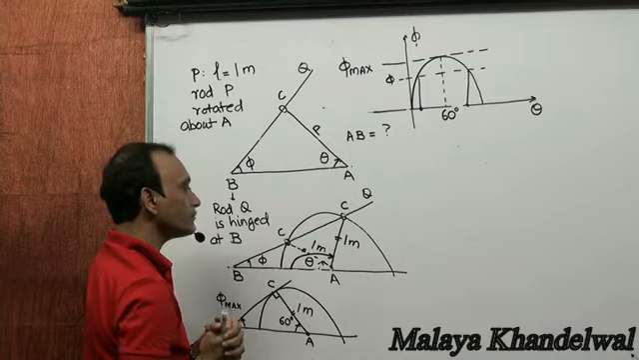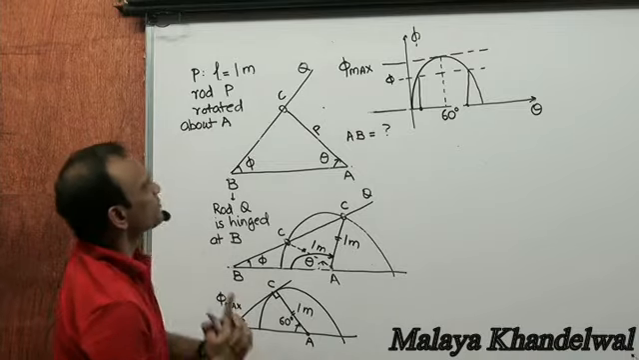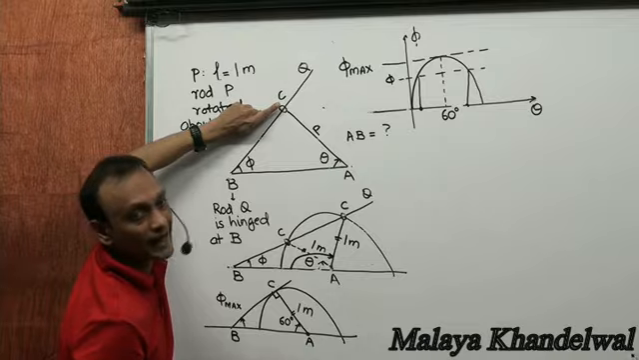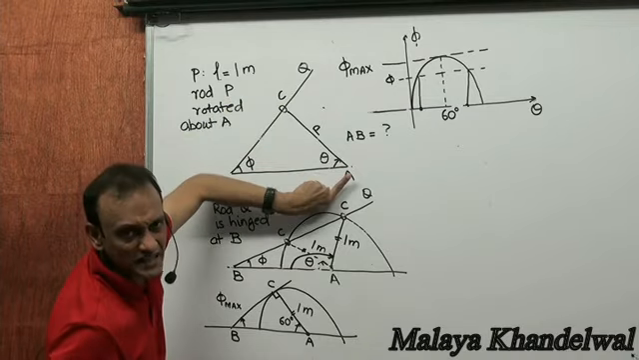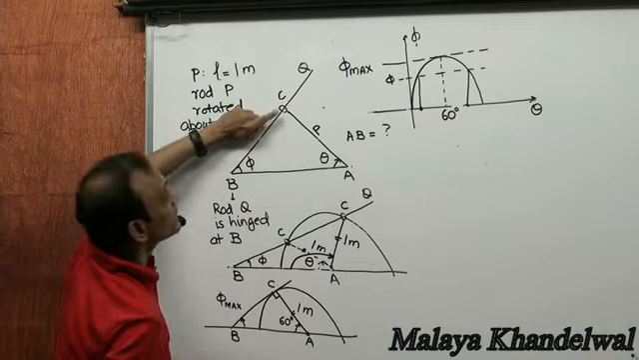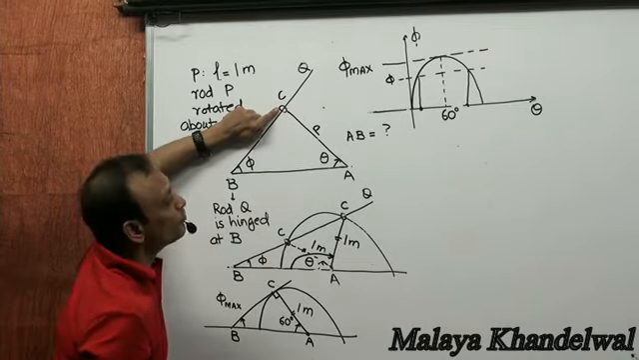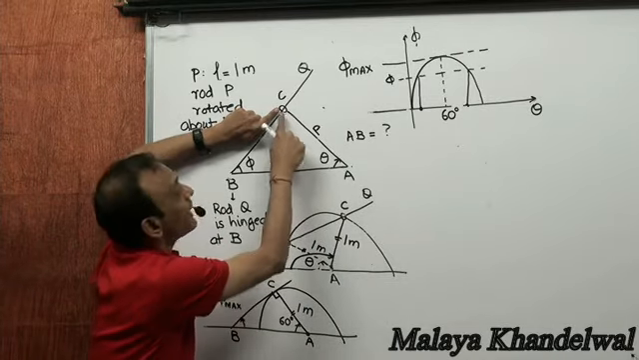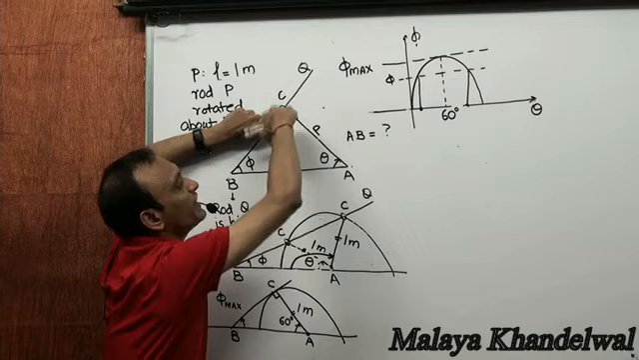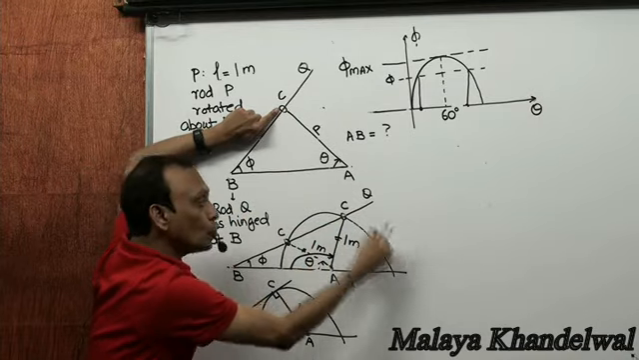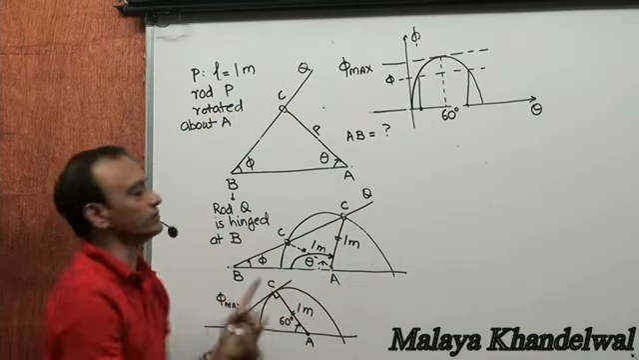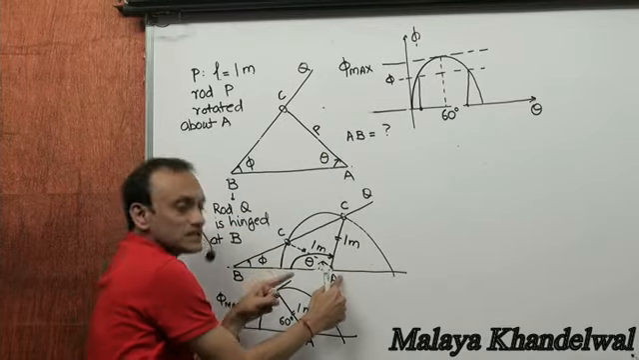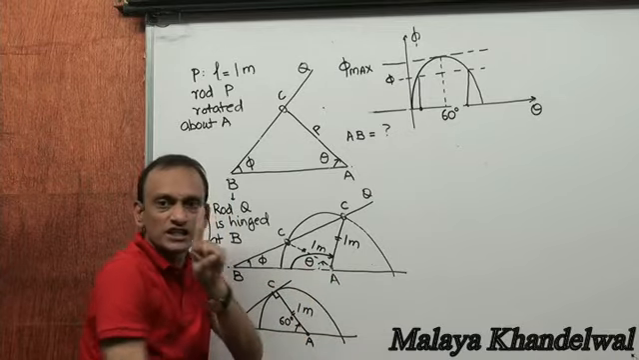Now, realize that C is one end of the rod P of length 1 meter, and it's fixed at A. Very clearly, the end C will move in a circle centered at A and of radius 1 meter. So the locus of the end C, while both the rods swivel, is a circle centered at A and of radius 1 meter.